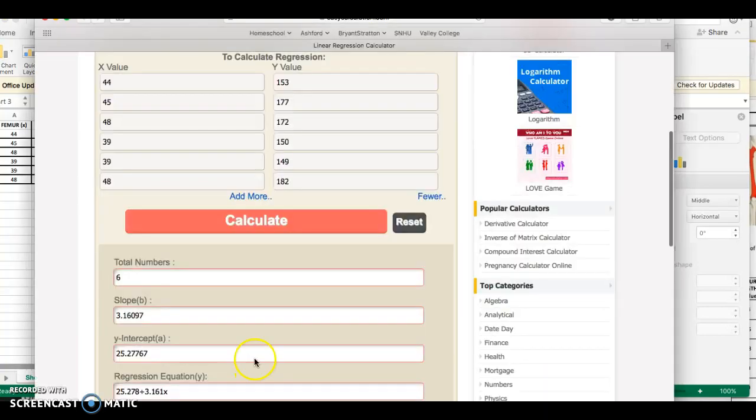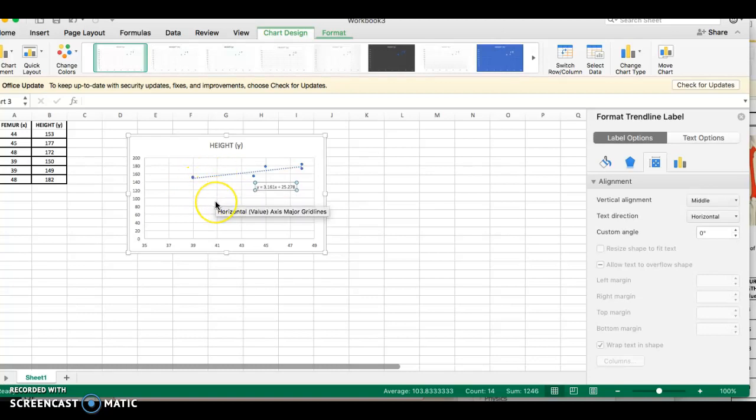3.161, let's look, is that pretty close? Yeah, 3.161, and the y-intercept is 25. What that tells me is my slope is about 3.2, and it tells me that if I were to keep going until I hit 0, if my femur was 0, I'd have a height of 25. And that doesn't really make sense, right? Because if I had no femur, I'd probably have no height either. But this gives you a good indication that the bigger my femur, the taller I get.